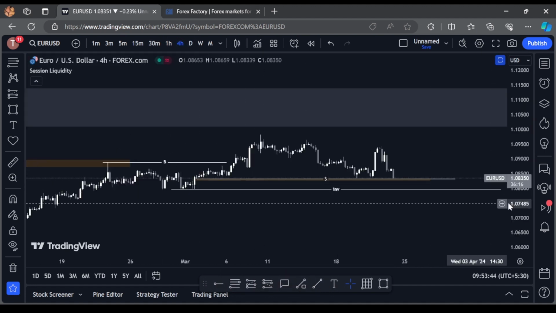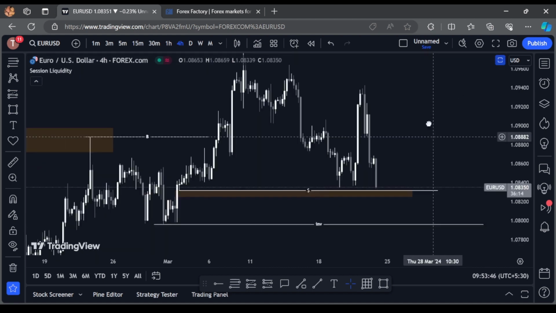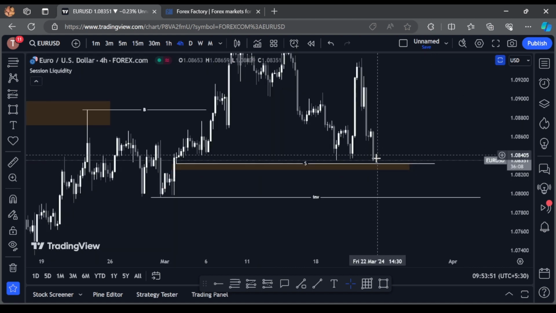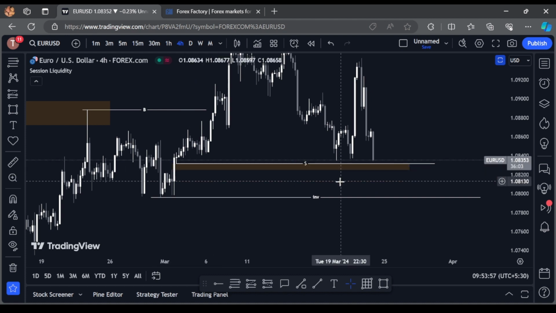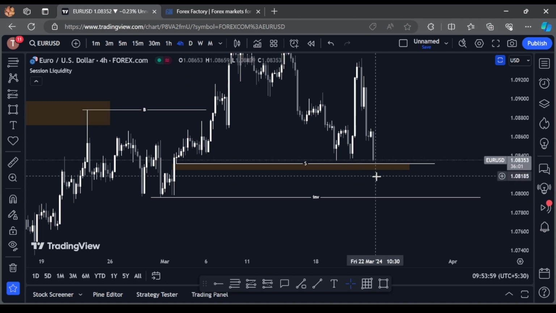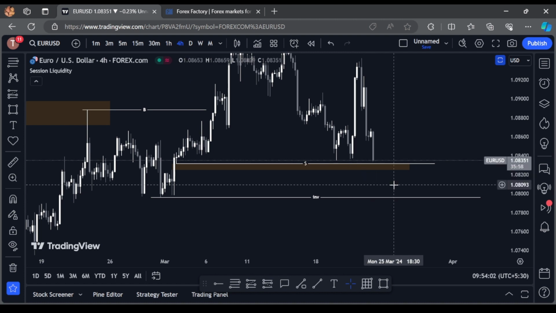So this is the 4-hour chart, and what we have in the 4-hour is accumulated liquidity and an unmitigated FVG in the market. So I'm anticipating the price to mitigate this unmitigated FVG and then show a bullish reaction. So for today's bias, let's directly move to 30 minutes.